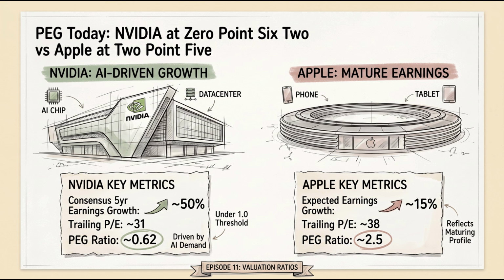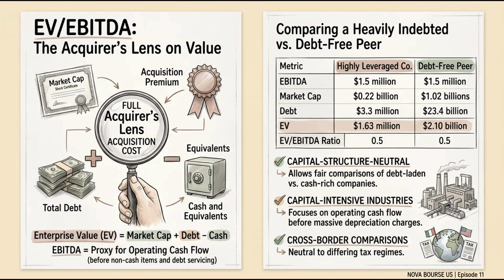The PEG ratio reframes the entire comparison. NVIDIA looks cheap relative to its trajectory, while Apple looks expensive relative to its more mature profile. The PEG does not provide an absolute judgment, but it adds the vital growth dimension that the raw price-to-earnings ratio completely omits.